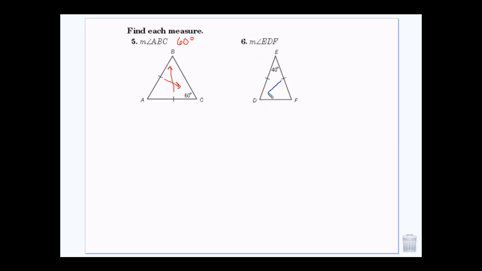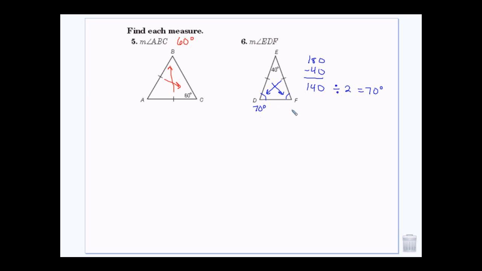These two sides being the same tells me that these two angles will be the same. And that one's 40. So I can subtract that from 180, and I have 140 left to take up these two angles. But since those two angles are the same, I'm going to divide by 2, and they're both going to be 70.